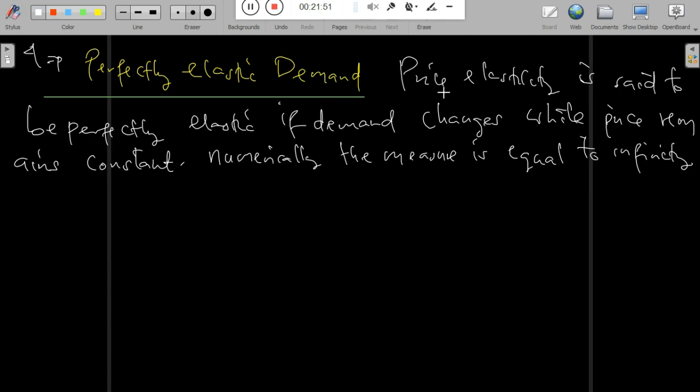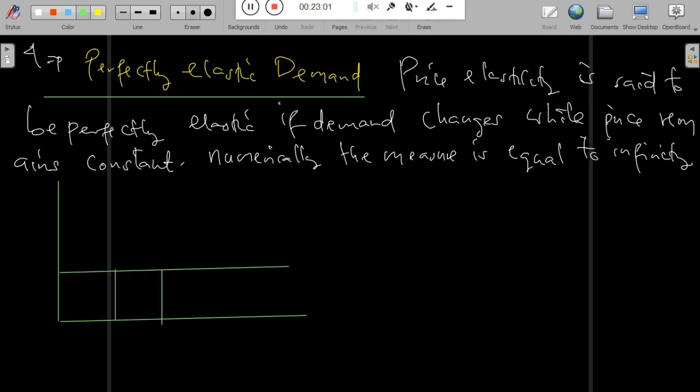Let's discuss also another type of price elasticity of demand, which is known as perfect elastic demand. Perfect elastic demand is when the demand changes while the price remains constant. So price is said to be perfect elastic if the demand changes while the price remains constant. So the price is always constant, but only demand changes. The numerical measure of this kind of perfect elasticity of demand is equal to infinity.